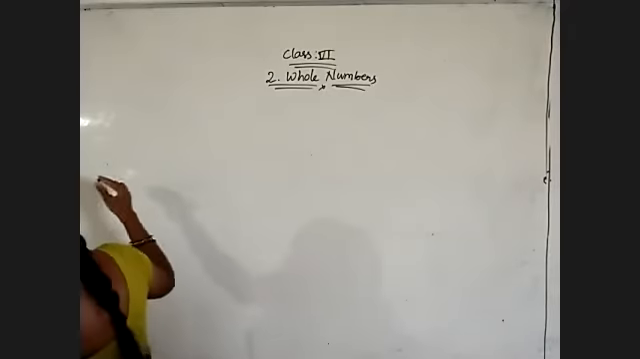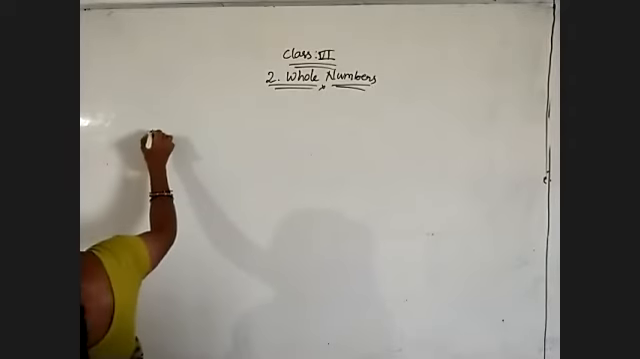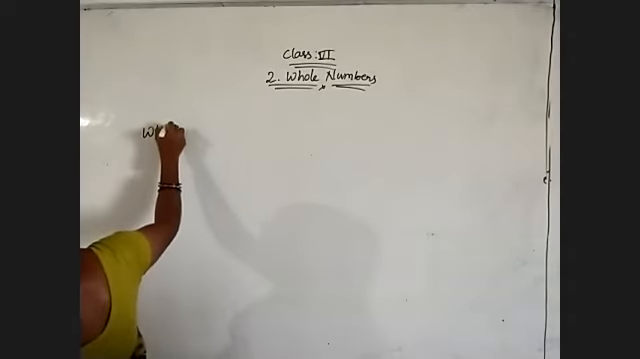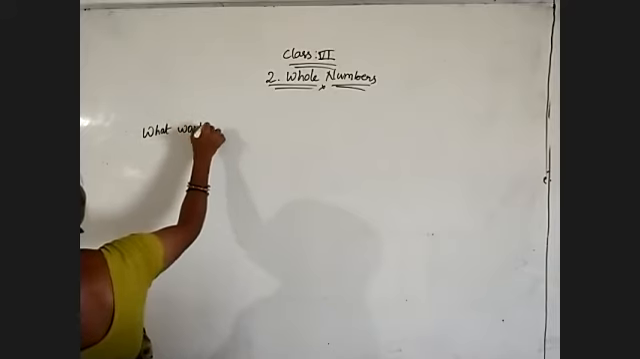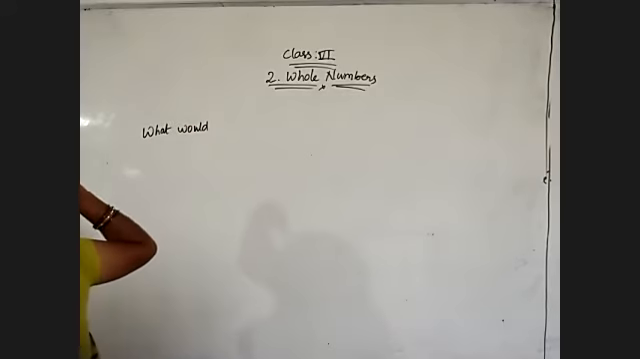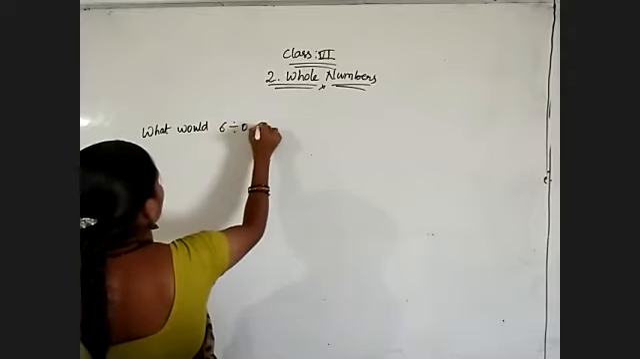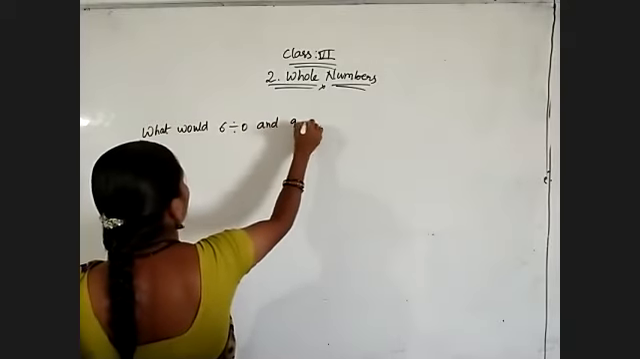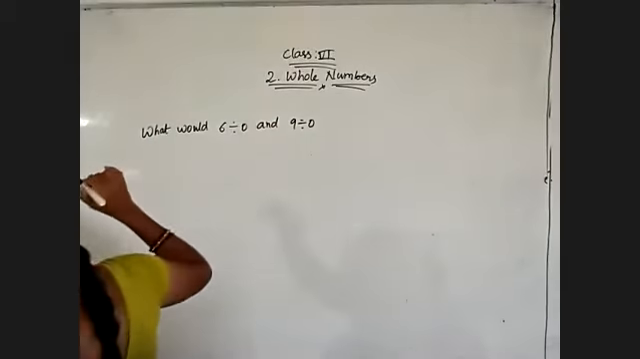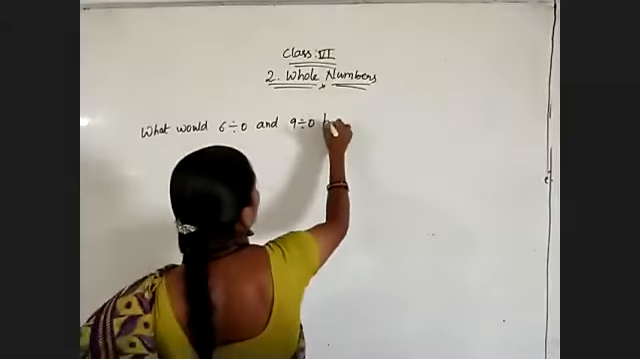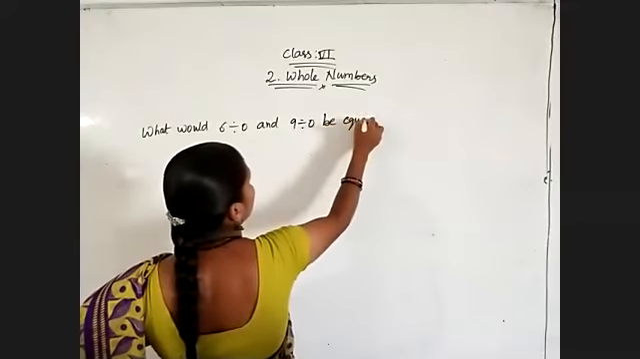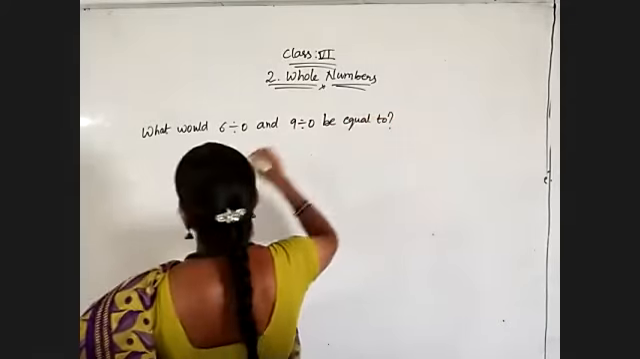Are they equal or not? What would 6 divided by 0 and 9 divided by 0 be equal to? Okay, now check this.